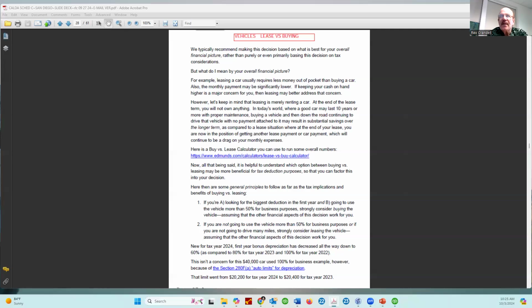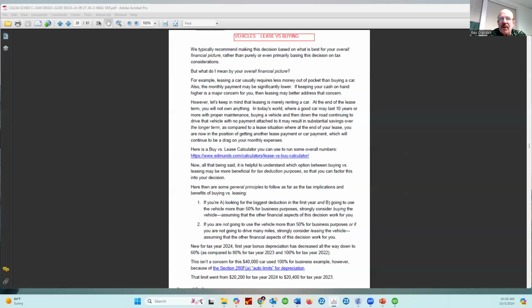It may be helpful to understand the buying and leasing for tax purposes. Here's the general principle to follow as far as the tax implication of buying or leasing. If you're looking for the biggest deduction in the first year, and you're going to use the vehicle more than 50%, we strongly recommend buying the vehicle, assuming the other financial aspects work out for you, like payments. If you're not going to use the vehicle more than 50% business use, or if you're not going to drive many miles, strongly consider leasing, assuming other financial parts work out for you.